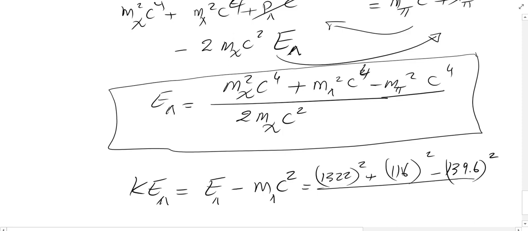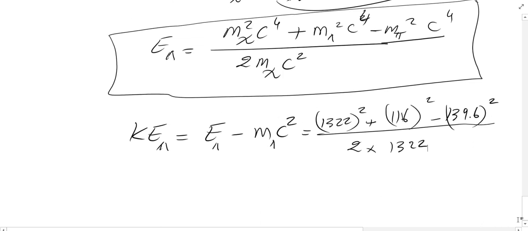divided by 2 times the mass of the pion, which is 1,322, minus 1,116. Yeah, minus this number, minus 1,116. Okay, mega electron volt. So plug in all of the numbers and you should find an answer for the energy. Okay.